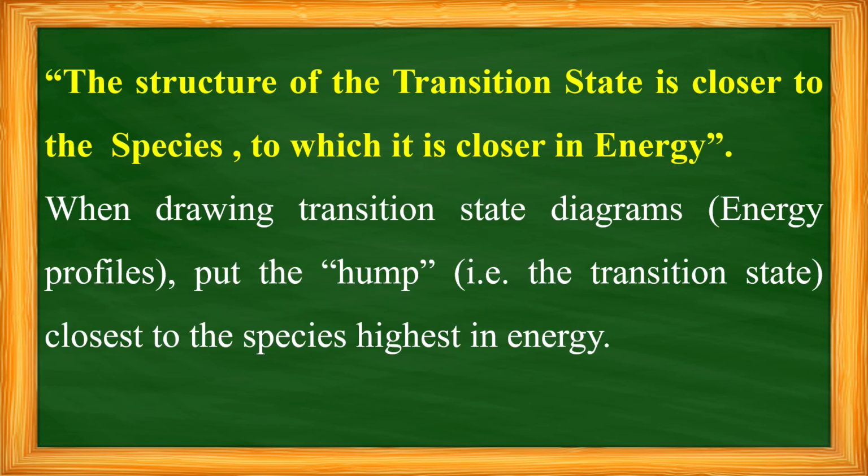The postulate states that the structure of the transition state in any reaction is closer to the species to which it is closer in energy. Therefore, when we draw the energy profile of a reaction, we have to put the transition state closer to the species which is higher in energy.